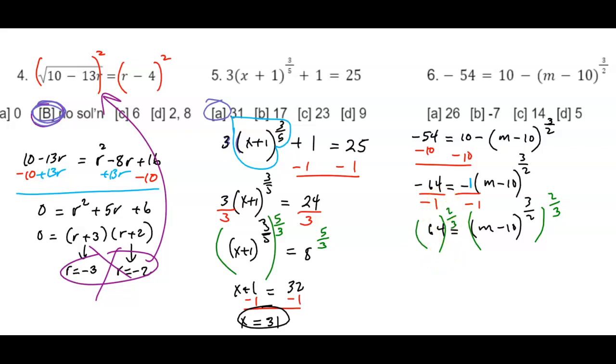So let's see if we can reason through this again. This is saying take the cube root of 64, which is 4, and then square it. So 4 squared is 16. So I've got 16 equals m minus 10. Last step is to add 10 to both sides, and I get m is equal to 26.